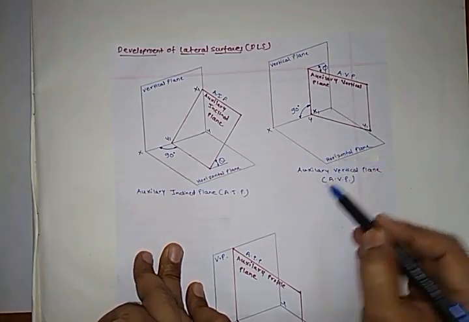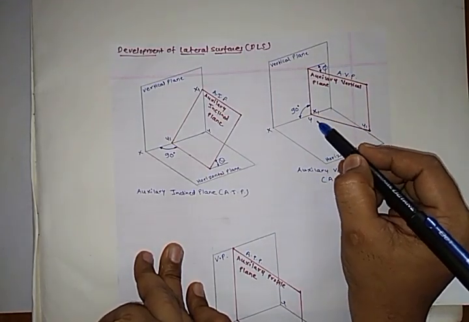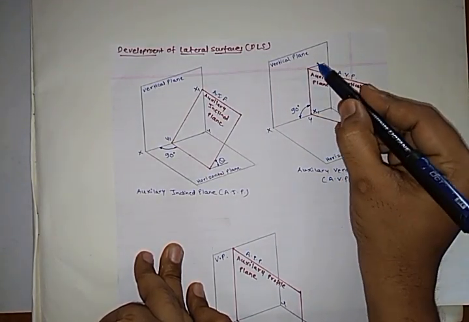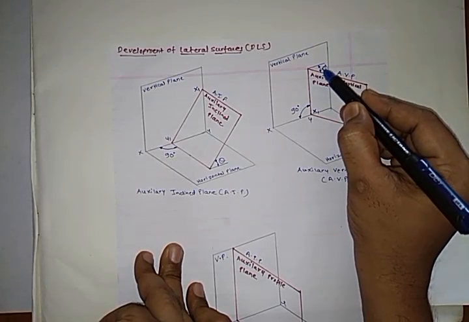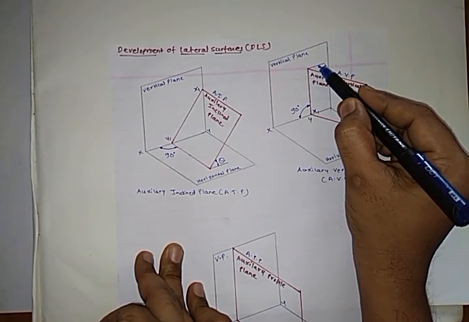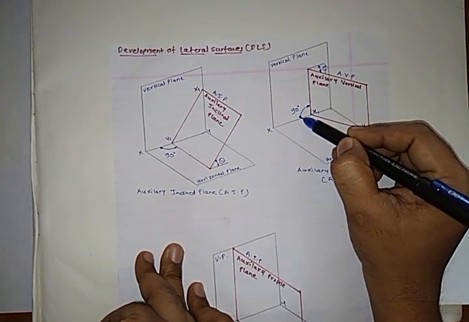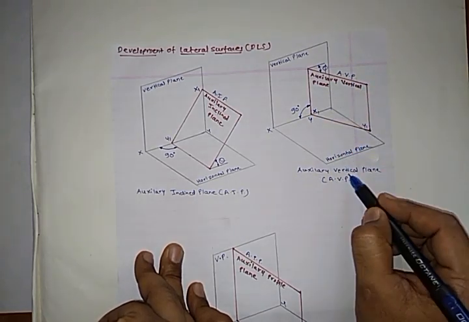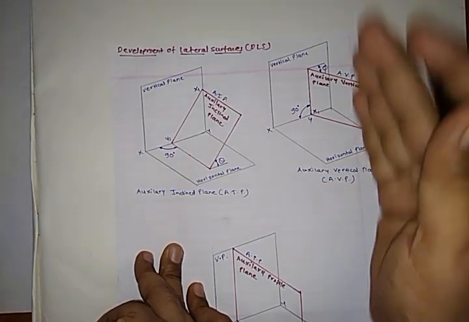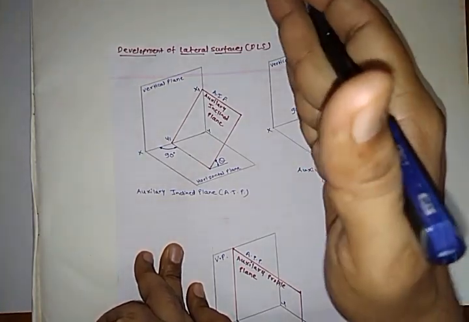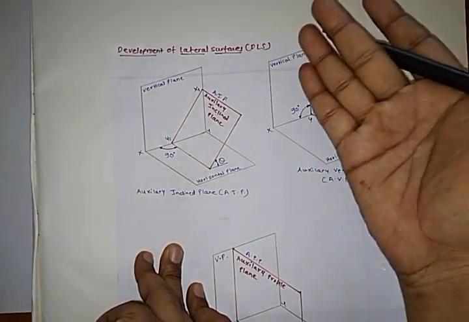Okay. Second case, auxiliary vertical plane. In this case you can see this plane is inclined to VP by phi degree. So here phi is given to you. Inclined to VP by phi, and perpendicular to HP. Because of that, it is called an auxiliary vertical plane. So it is perpendicular to HP and inclined to VP.